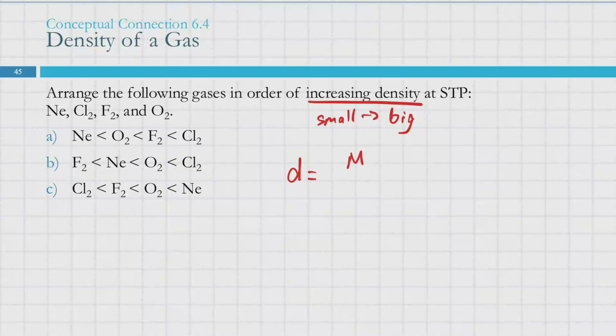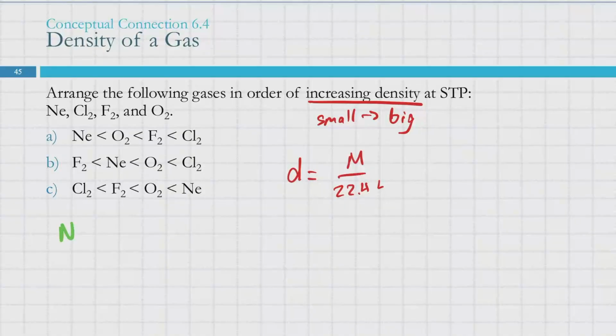Density is the molar mass over the volume. At STP, it's the 22.4 liters. So if we increase our molar mass, we're also going to increase our density. So one way that we can solve this is we're arranging these in order of smallest molar mass to biggest molar mass. So we'll have to figure out what are their molar masses. And for questions like this, we can do some approximations, which is awesome.